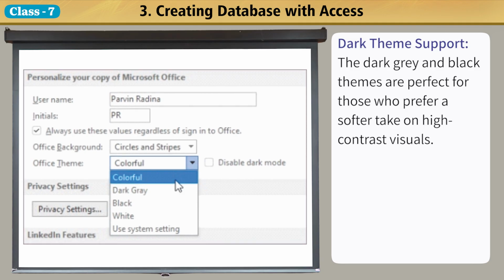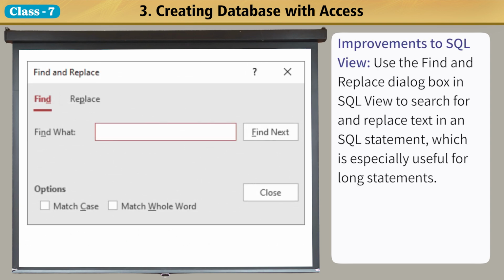Dark theme support. The dark gray and black themes are perfect for those who prefer a softer take on high contrast visuals. Improvements to SQL View. Use the Find and Replace dialog box in SQL View to search for and replace text in an SQL statement, which is especially useful for long statements.